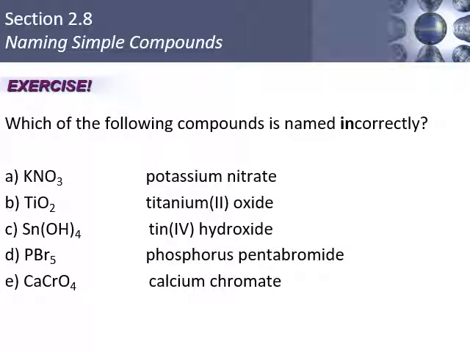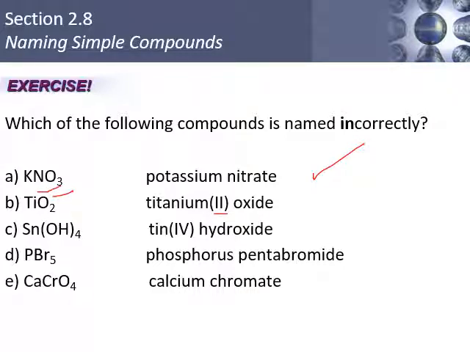Which of the following is named incorrectly? A is KNO3, that's potassium nitrate. The name is potassium nitrate, so that's correct. So let's put a check. Ti is titanium. O is -2, but there's 2 of them, so that's -4. So that would have to be +4. And it isn't, it's +2.